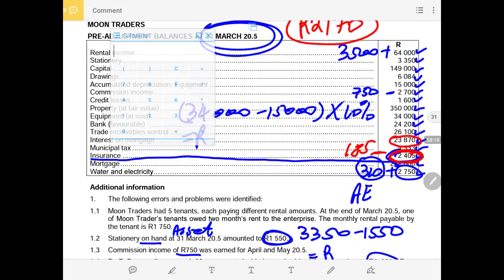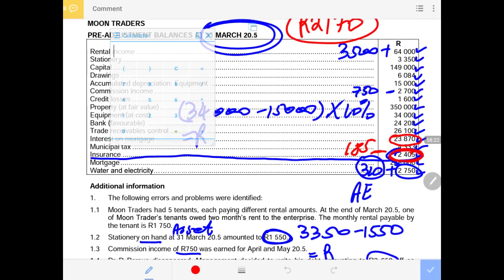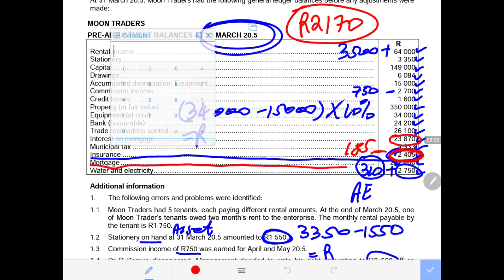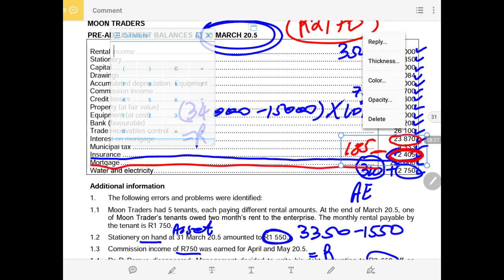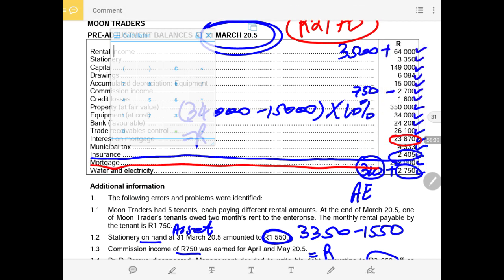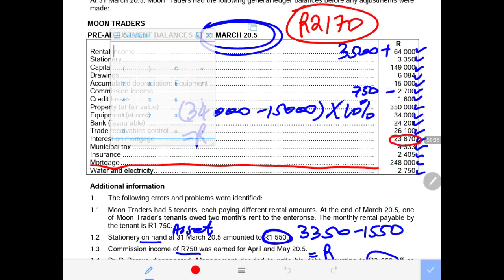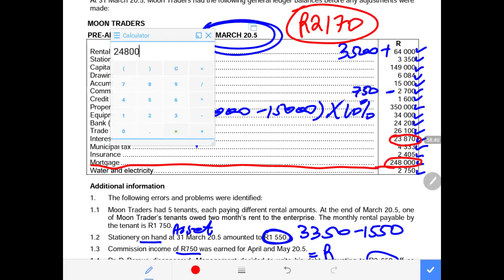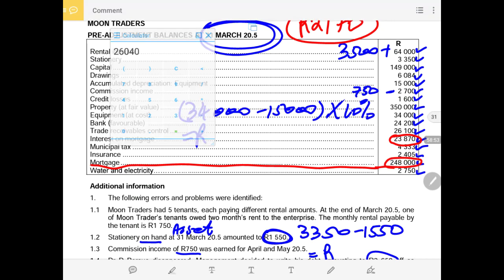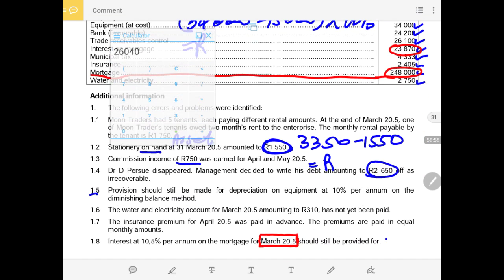Let's go to the real calculations. How much is the mortgage loan? Our mortgage loan amount here, I can't even see it. Let me clear my writing. It is 248,000. There, the mortgage loan, 248,000. Now we say 248,000 times 10.5 divided by 100. We get an amount of 26,040, meaning the interest for the full year is 26,040.